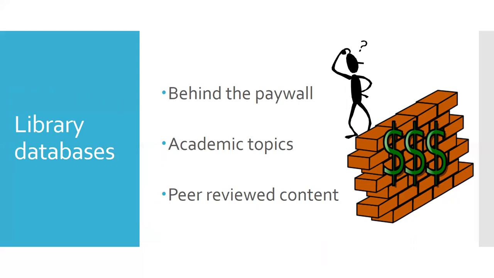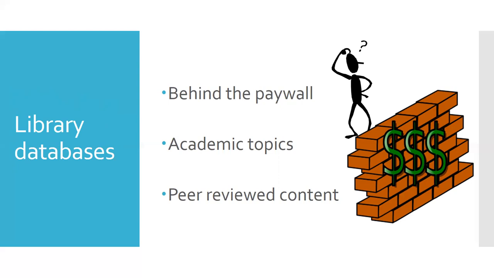So another important difference is that library databases are aimed at academic content. So if you're searching for sharks, you're not going to find the video for baby shark, but you're going to find journal articles about shark behavior or biology.